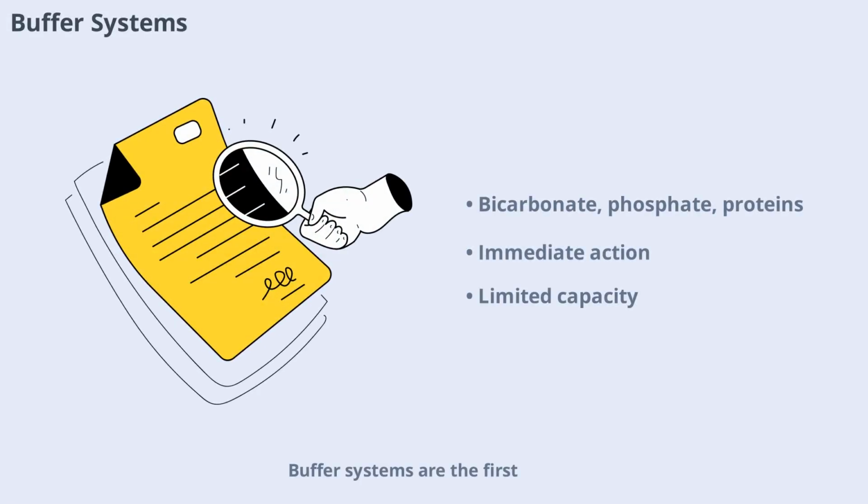Buffer systems are the first line of defense against acid-base disturbances. The main buffers in the blood are bicarbonate, phosphate, and proteins. These systems act instantly to stabilize pH, preventing rapid changes that could harm cells. While buffers provide immediate protection, their capacity is limited, and other systems must take over for sustained balance. Let's visualize how buffers work in the bloodstream.